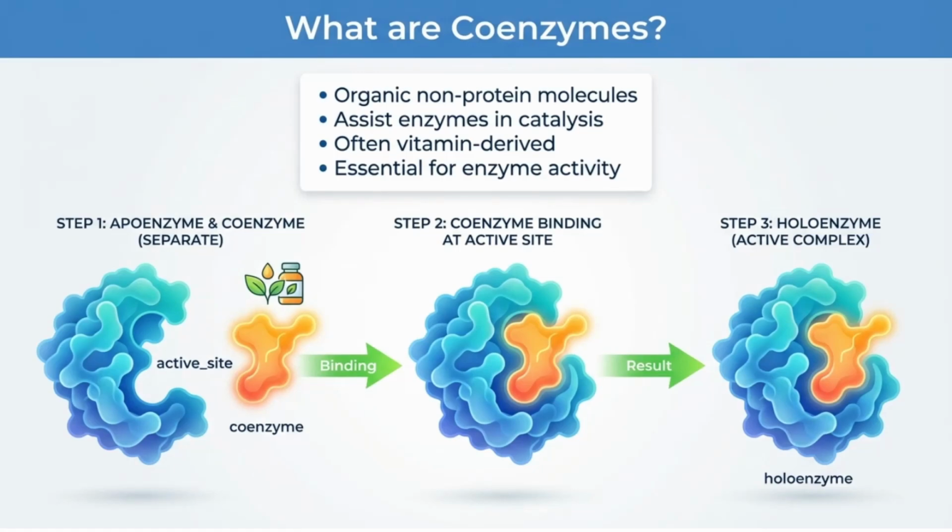Coenzymes are organic, non-protein molecules that bind to enzymes and assist in catalysis. Unlike enzymes, they are not consumed permanently, but may undergo temporary chemical changes during reactions. Most coenzymes are derived from vitamins, particularly those of the B-complex group. Without coenzymes, many enzymes remain inactive, highlighting their essential role in biochemical reactions.